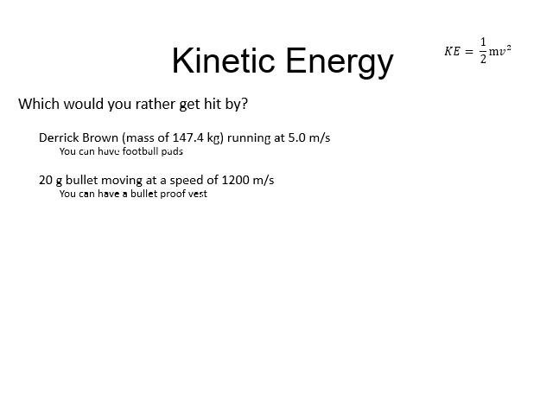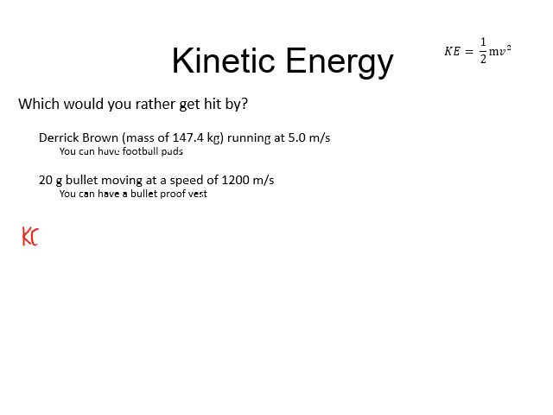So problem number 1 says, would you rather get hit by Derek Brown, who is a football player, running at 5 meters per second, or would you rather get hit with a bullet moving at a speed of 1200 meters per second? In order to solve this, we're going to calculate the kinetic energy for both. Which one ultimately has the most kinetic energy?